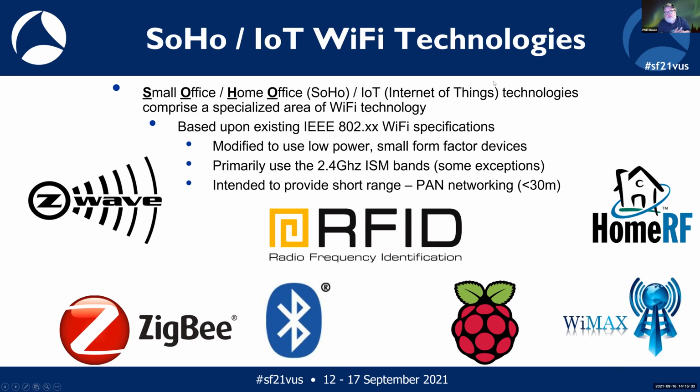So IoT, sometimes you'll hear this SOHO, small office, home office. So IoT uses primarily 2.4 gigahertz ISM bands. But then if you look here at the various logos, there's a lot of other technologies involved. So you've got everything from RFID, good old Bluetooth, ZigBee, Z-Wave, Home RF, WiMAX. These are just a few. There's many more technologies. Why IoT?